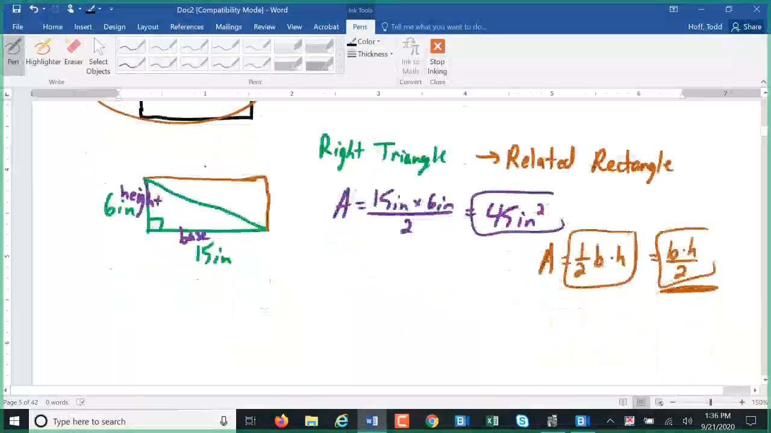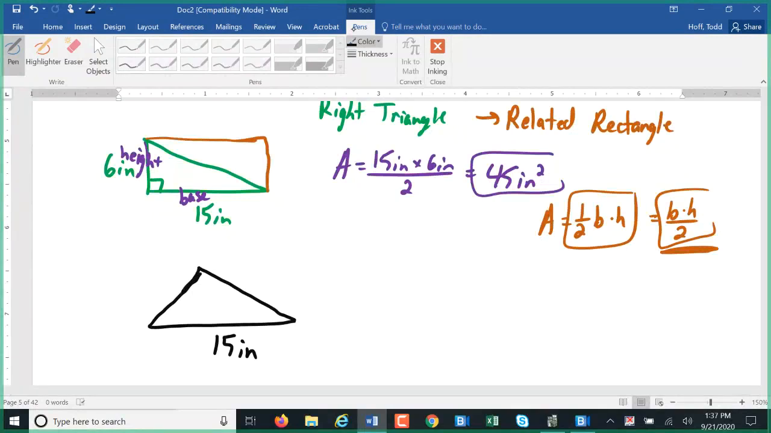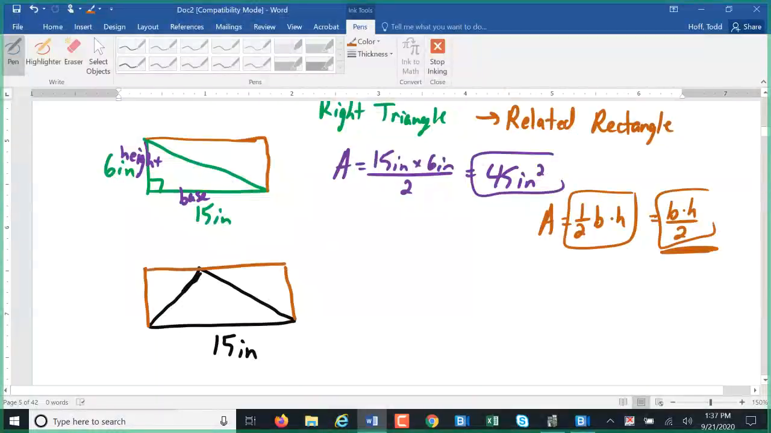Well, this was a right triangle, but it doesn't have to be a right triangle. We just have to be able to turn it into that related rectangle. So let's say this is still 15 inches, but this is not a right triangle. Well, the related rectangle, based off of that 15-inch dimension, would look something like this. There's that related rectangle. What we need to know about that related rectangle is this width here.